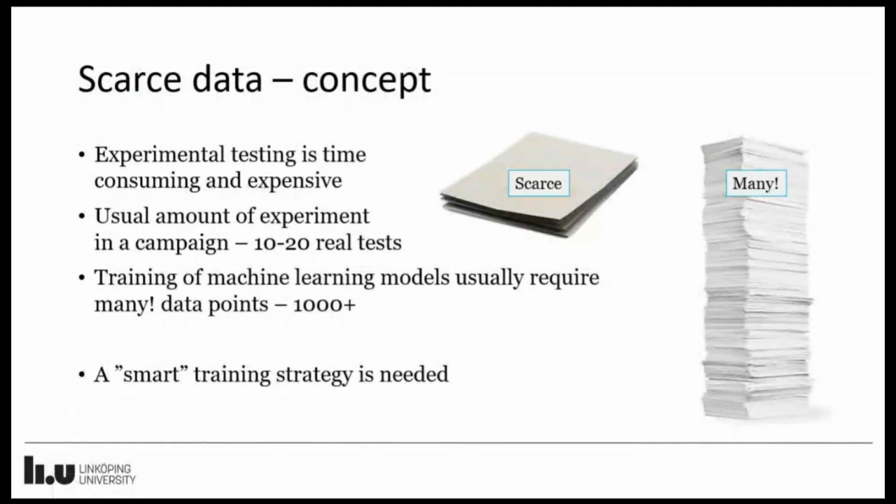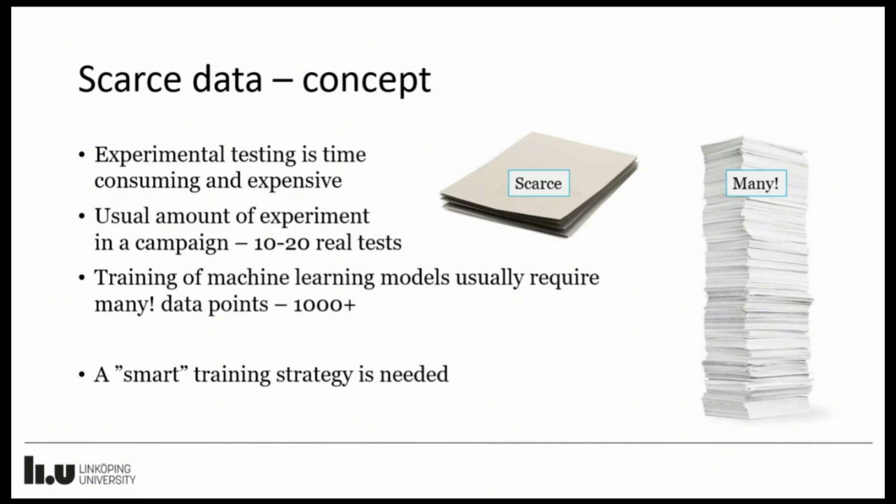So testing is expensive and time consuming, of course, and it's a limiting factor. So typically we have like 10 to 20 tests in a test campaign, for instance, and we can define that as scarce. And usually when we do machine learning models, we require a lot more data points, of course, to generate a really good fitting. It doesn't work. Okay. So we need more data points than just 10 to 20 points.